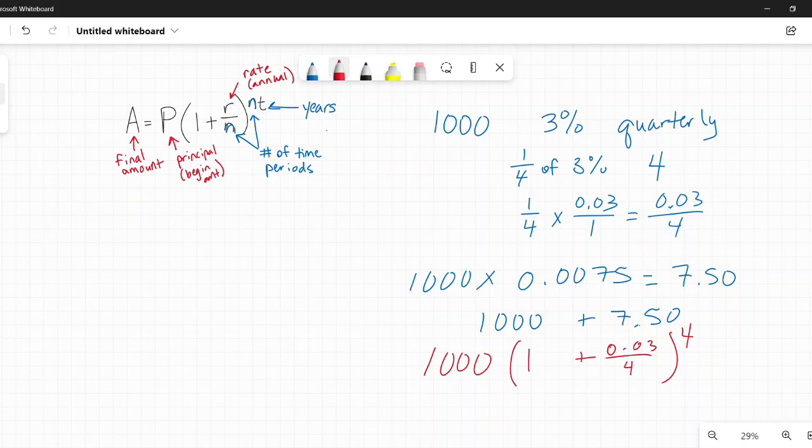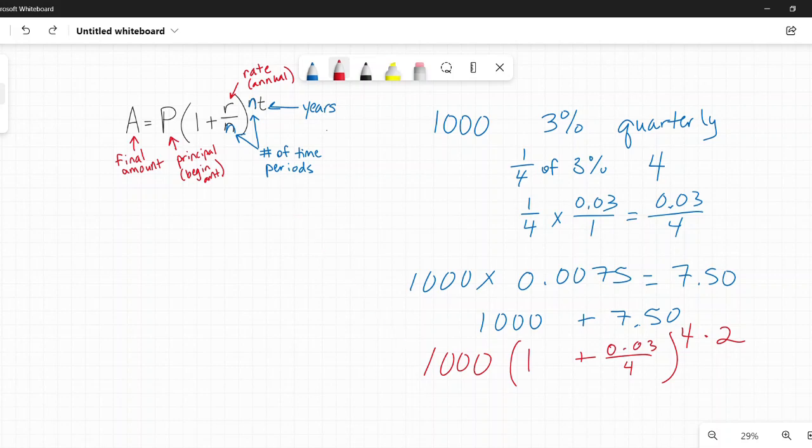And what happens if I left that money in that account for 2 years? Well, that's going to be 8 times, right? Or 4 times 2. And as you can see, we have set up a corresponding thing to this original formula.